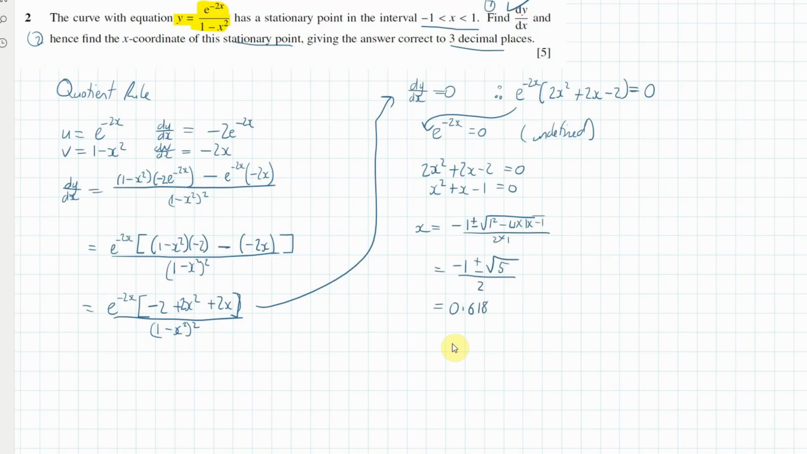The other one of those values is negative 1.618. Now, we're going to ignore that one because the range up here was given as between -1 and 1. So I've given the answer now, this is the answer here, to 3 decimal places, and that is it, and we've got our 5 marks there. Hope it makes sense, guys. Ask any questions if you do have them, please.